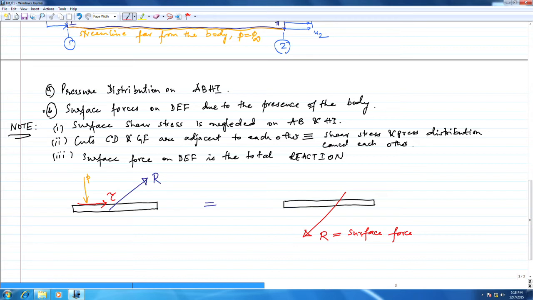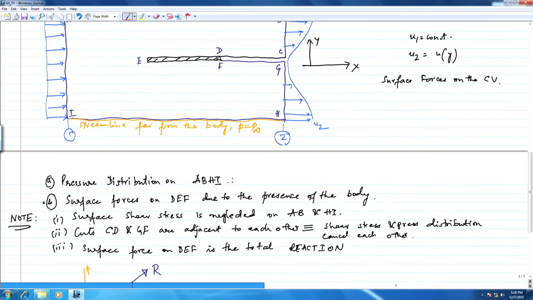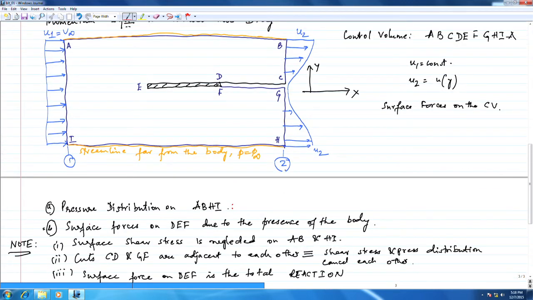And the magnitude of the surface force is basically equal to that, right. So, that is why this. Therefore, when I say pressure force here, the pressure distribution on ABHI, let us go back here a little bit. So, AB and HI. Let me say that I am going to do an integration of P over ABHI, and I am going to add a minus sign.